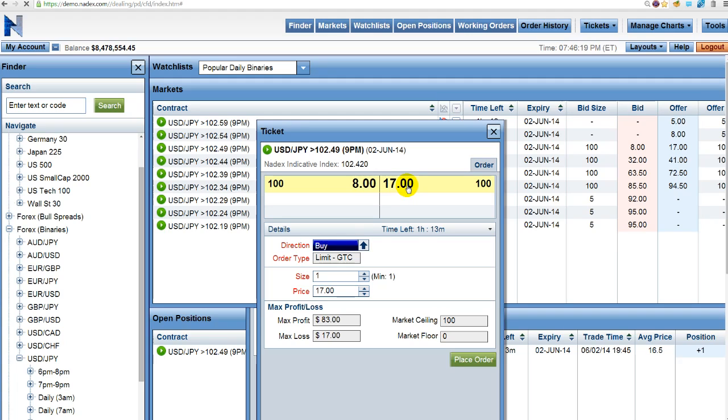If I sell, and I was doing a limit, let's say I said I'll sell it if it gets to 50. That means I'll sell it, but I won't sell it for a penny less than $50. Okay?